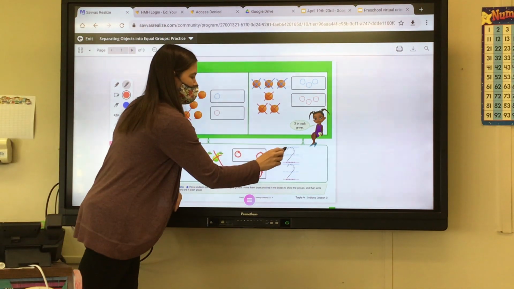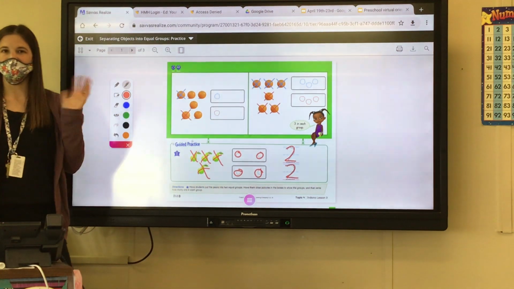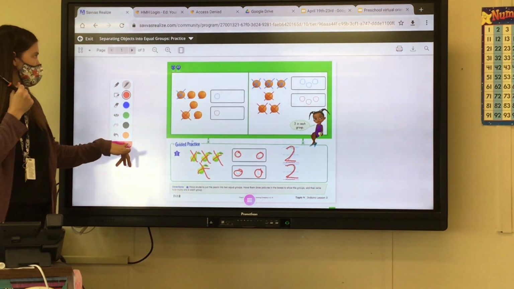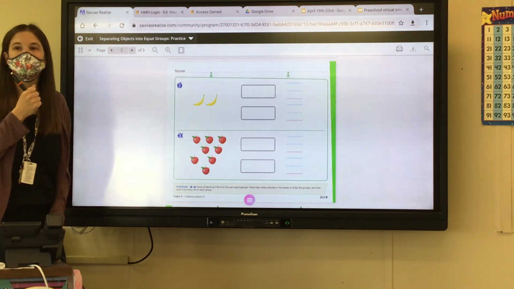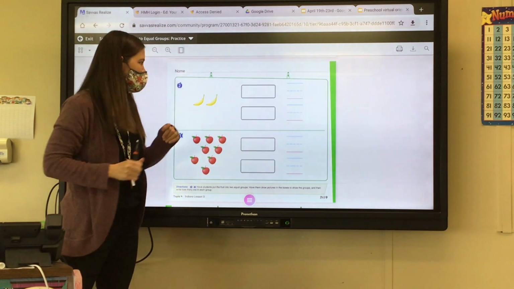So then how many do we have in the top group? 2. How many do we have in the bottom group? 2. 2 and 2, right? Alright. Easy peasy, 2 and 2 can make 4. There were 4 altogether. Those were equal groups, right? 2 and 2, yes.